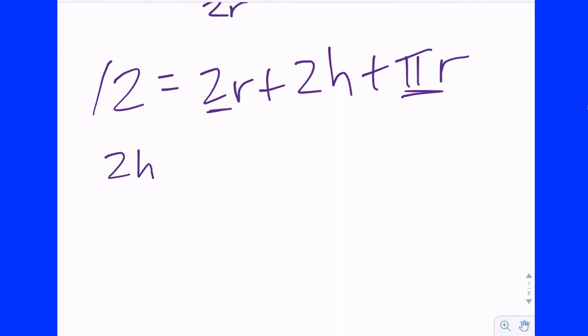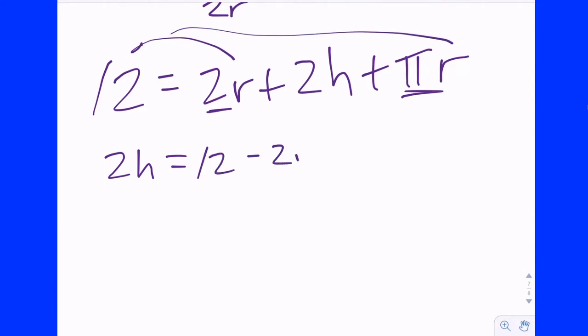So to solve it for h, I'm going to bring these guys to the other side, and I get 12 minus 2r minus pi r. That make sense? And I'm just going to leave those two r terms as separate terms because they have unlike coefficients. Now to divide through by 2, I just take half of every term, and I get half of 12 is 6, half of negative 2 is 1, and half of pi is pi halves.